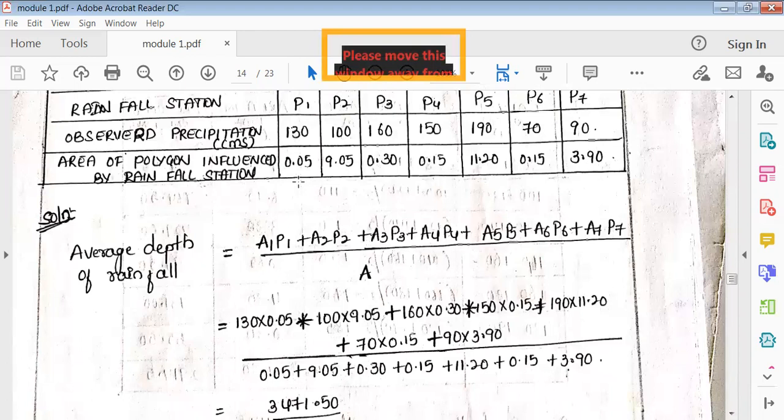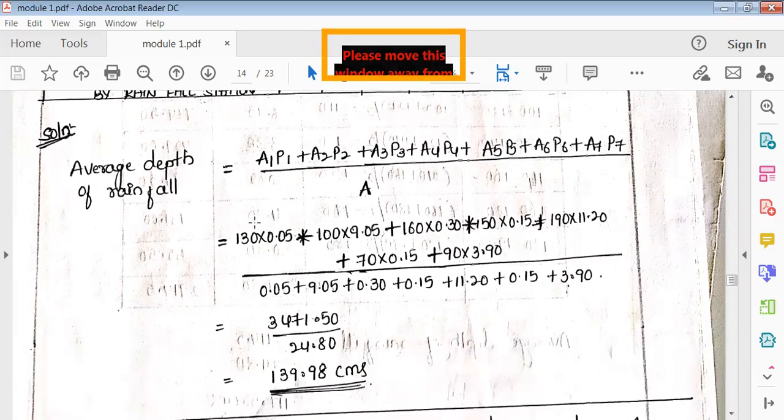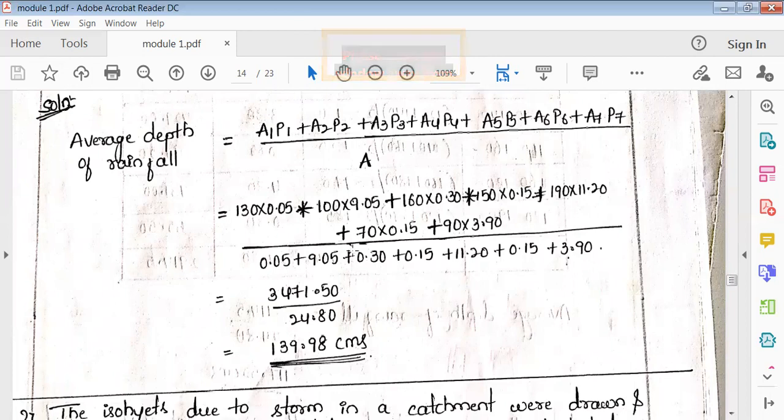Once you write the formula, next is just substitution. So it is 130 into 0.05, then 100 into its area, row by row, and go on up to the seven stations. Be careful when you're solving this, and please use brackets; if you use brackets, it becomes simpler.